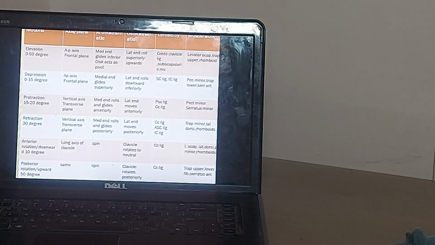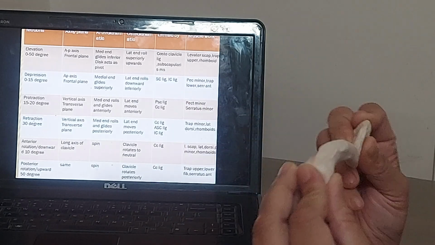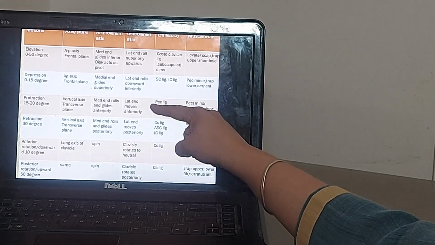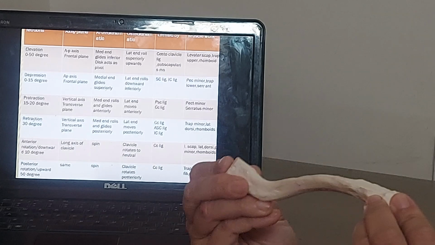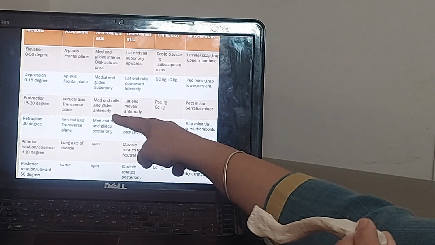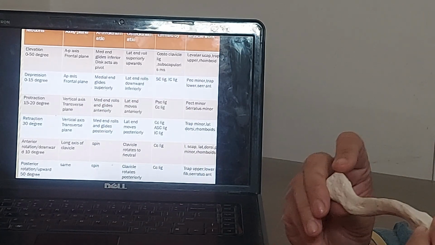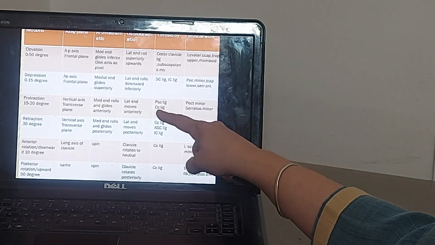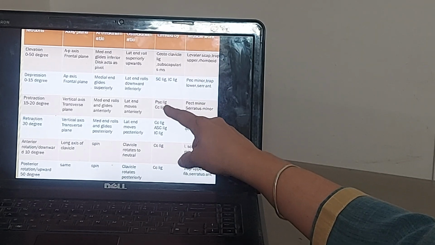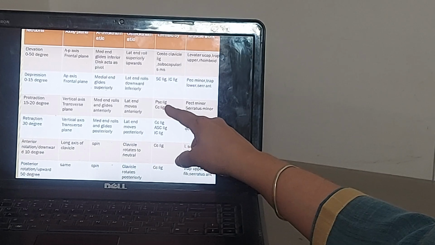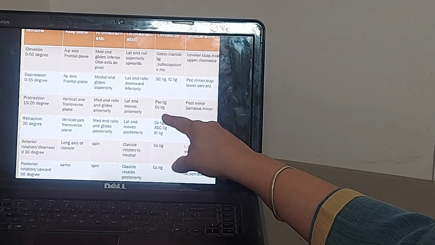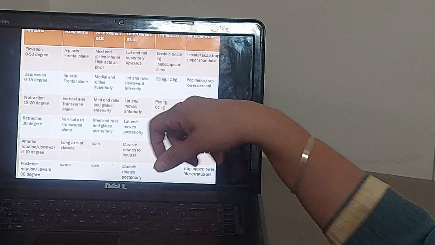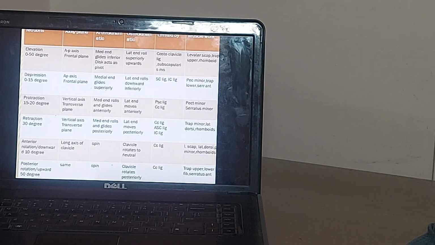Protraction is only 15 to 20 degrees, guys, and it takes place in the vertical axis and transverse plane, where the lateral end moves anteriorly, whereas the medial end rolls and glides also anteriorly. It has been limited by the posterior fibers of the sternoclavicular ligament and the costoclavicular ligament, and the muscles which produce this motion are pectoralis major and serratus anterior.